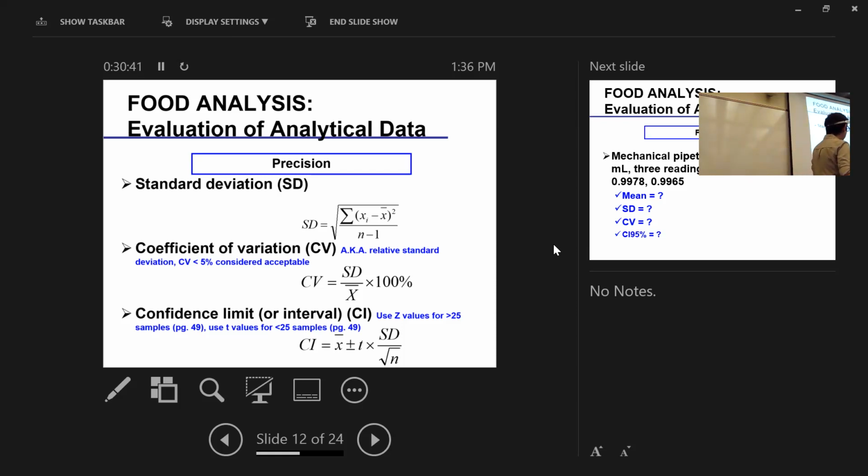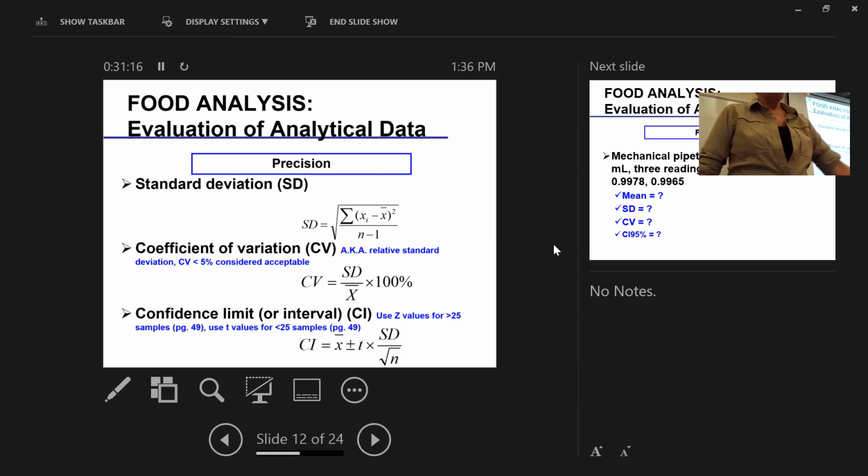And we use either a z-value table or a t-value table. So if we have replication less than 25 samples, which usually we do in food analysis, we use t-values for this equation, which is your average plus or minus your standard error. And standard error is t-value times standard deviation over the square root of your number of replications, n.